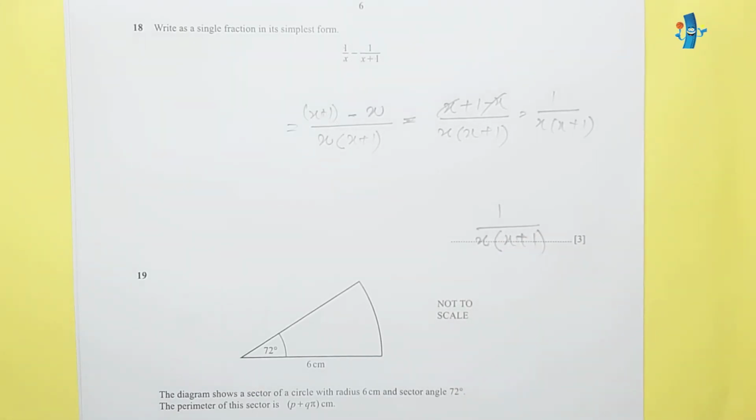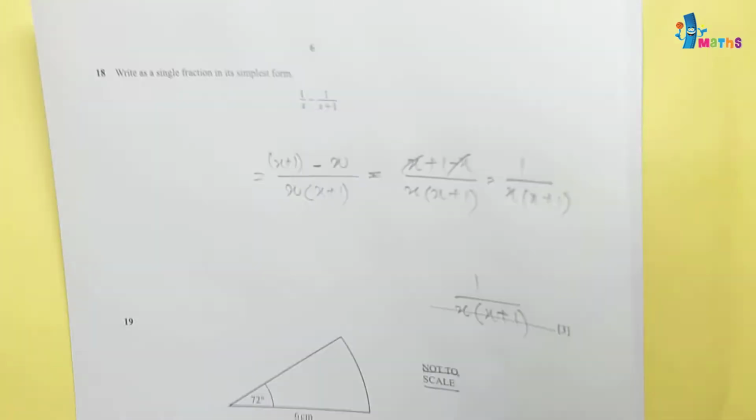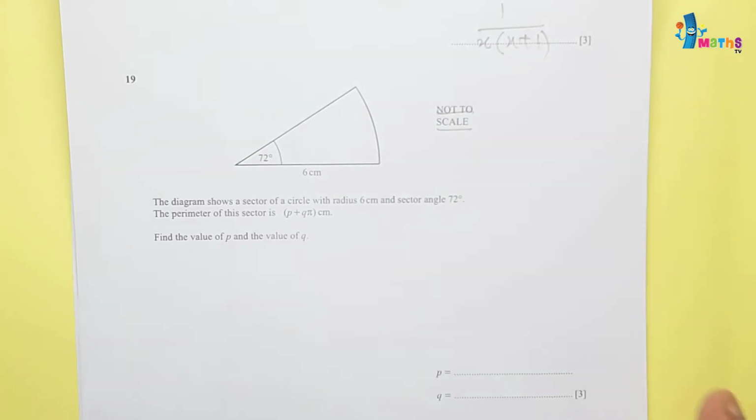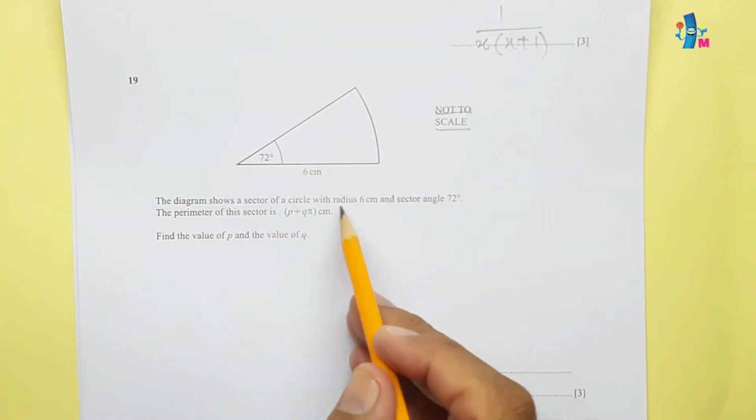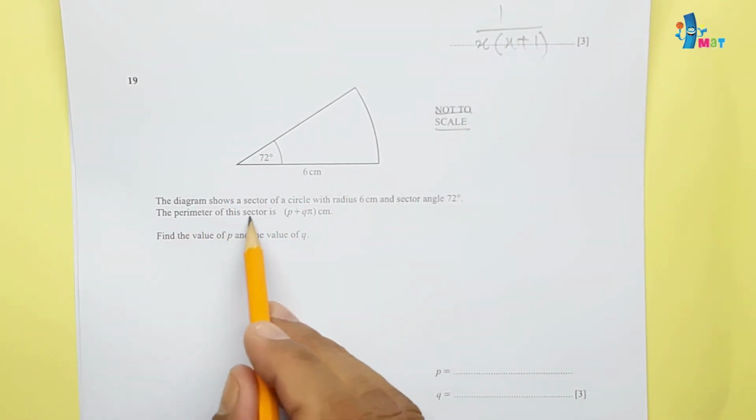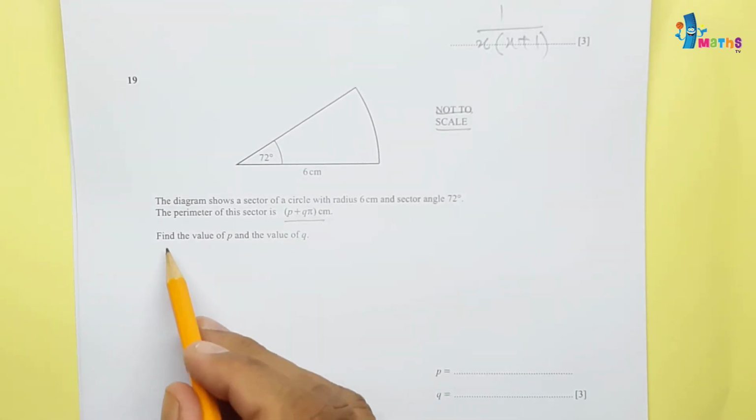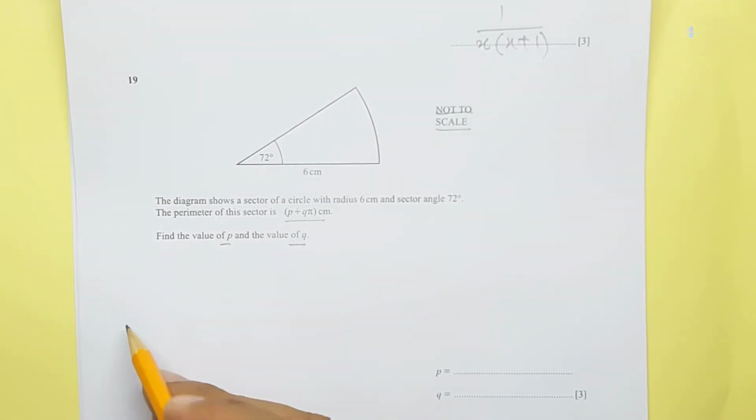Now question number 19. The diagram is given, which is not to scale. Angle is 72. This is a sector given. Radius is 6, and the perimeter of the sector is given. Find the value of p and q.